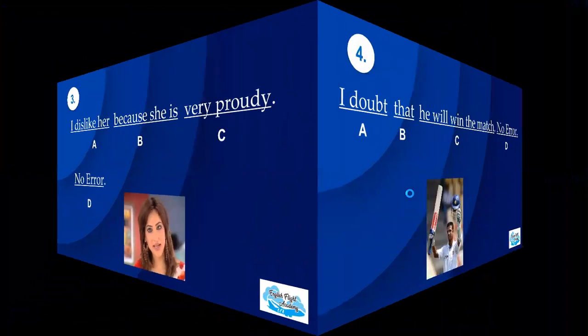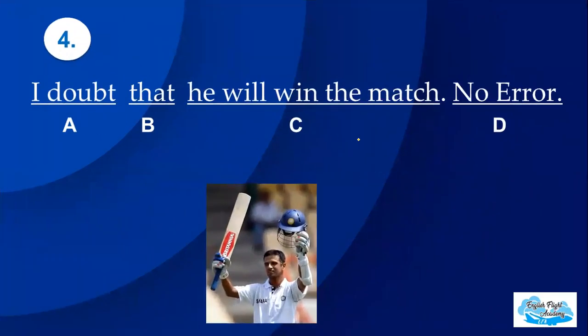Moving on to the fourth sentence in the lesson, I doubt that he'll win the match. Sounds correct. Where's the error? Is it D, no error? Read again. I doubt that he'll win the match. There's an error. And the error lies in part B. When there is a sense of doubt in a sentence, the use of that cannot give us the correct sense. We should use whether in place of that. Okay? Whether, W-H-E-T-H-E-R. Whether in place of that. Hence, I doubt whether he'll win the match.